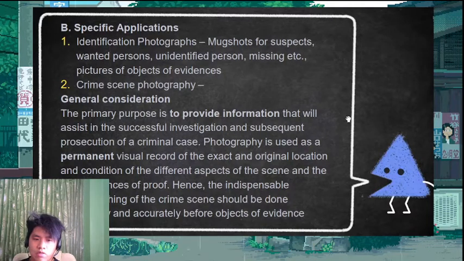So, the general consideration in police photography is actually it's just to provide information. Ito yung main part. Main part ng police photography is to be able to provide information through the use of photography. So it is used as a permanent visual record of the exact and original location and condition of the different aspects of the scene and the vital evidences of proof.